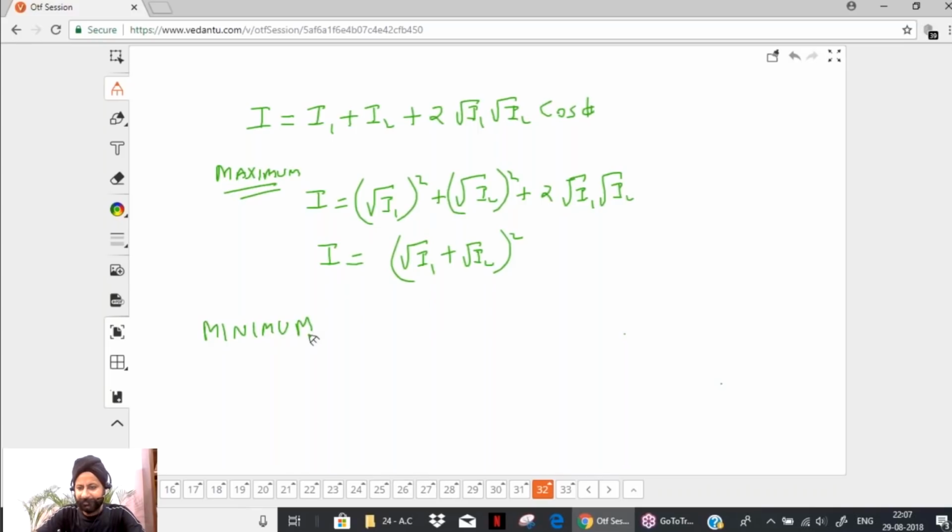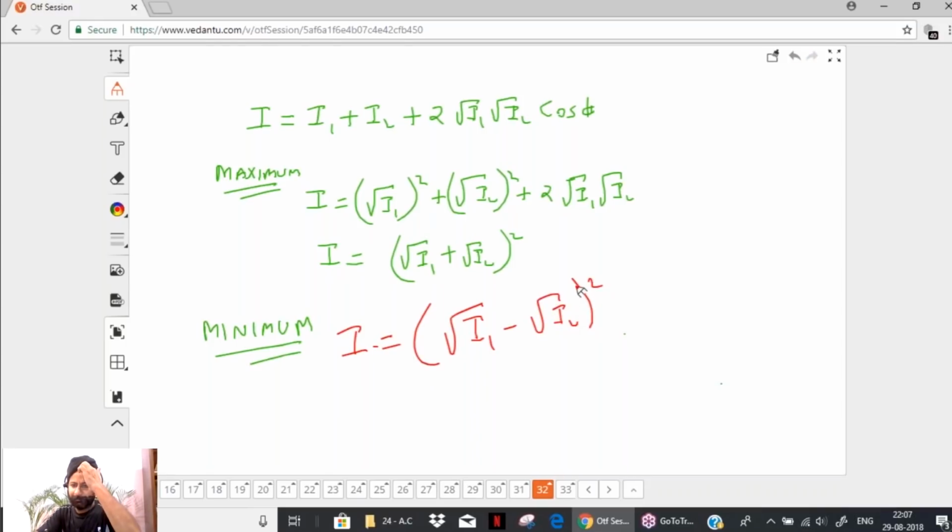Okay, so this is minimum. For minimum, you'll have a similar kind of thing. This sign will become -1 because that is cos 180 or cos pi. So what you're going to end up getting is I minimum is equal to (root of I1 minus root of I2) whole square. Is everybody clear with this? I maximum and I minimum. Okay, so now let's go and try to do the question here.